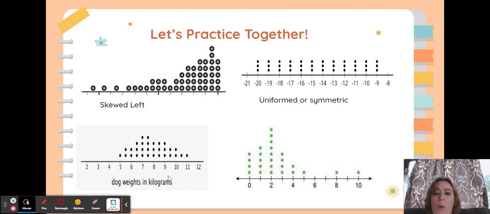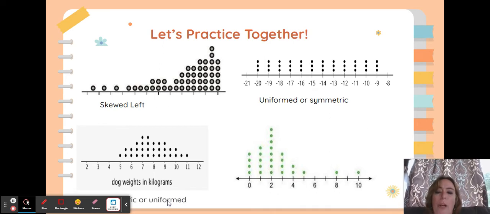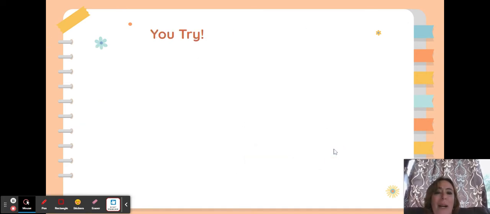Okay, looking down here, what would you call this one? I hope you would have called this symmetric or uniform. There's some differences, but for the most part, it's pretty much the same all the way across, and on each side. How about this one? Remember, always look for the tail so we know it's skewed. What side is this? Definitely skewed right. Good job.